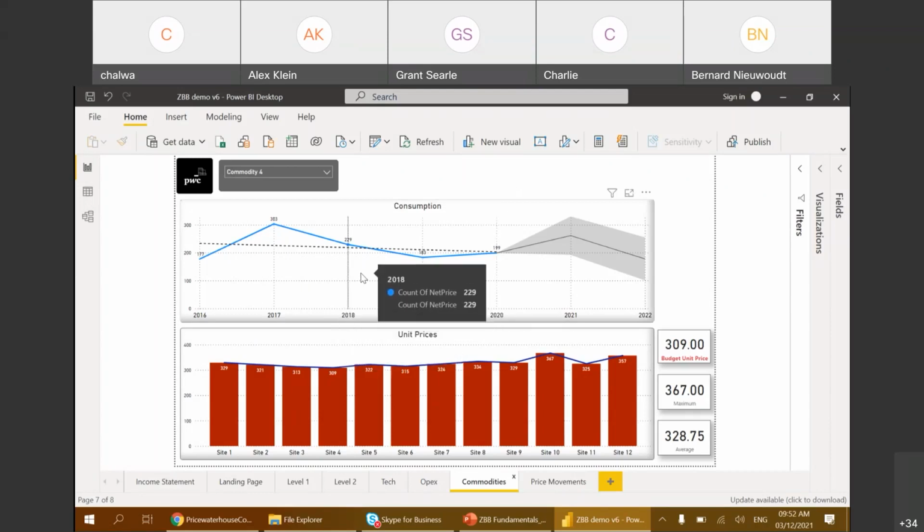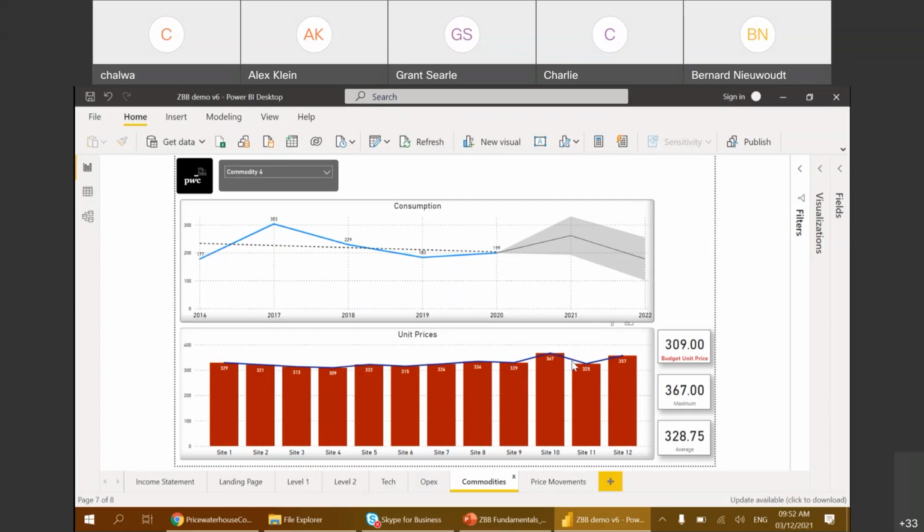So you would start off with your consumption forecast, and then you would go to unit prices. So in this example, we looked at a client with 12 sites across South Africa. This is one standardized commodity that is procured at different prices. So it's basically the exact same thing that's being procured at a different price.